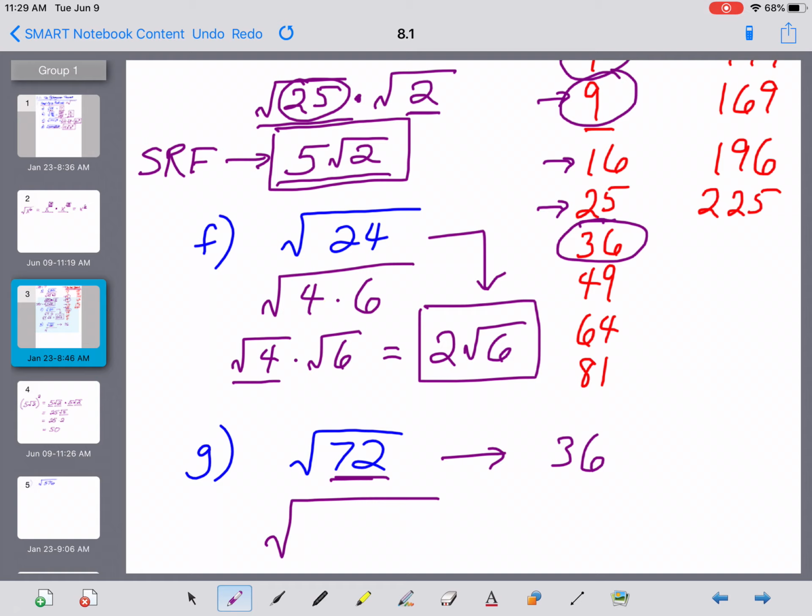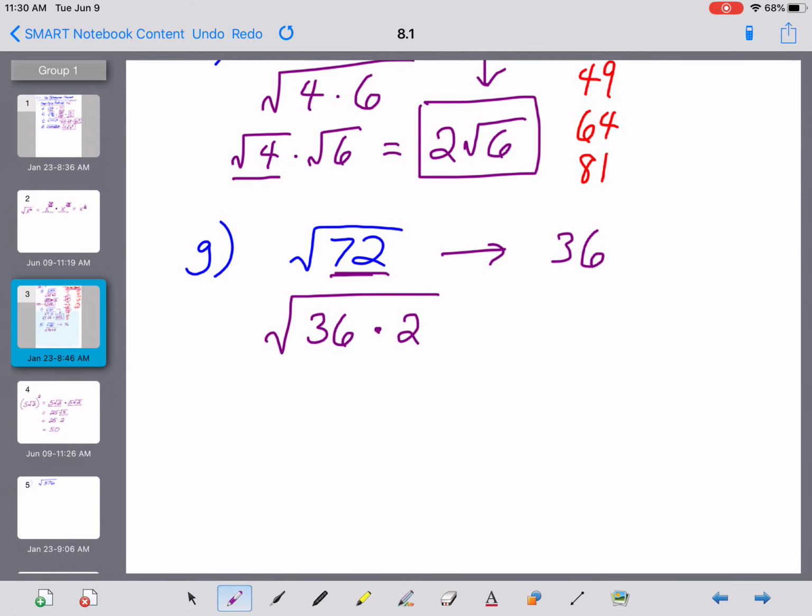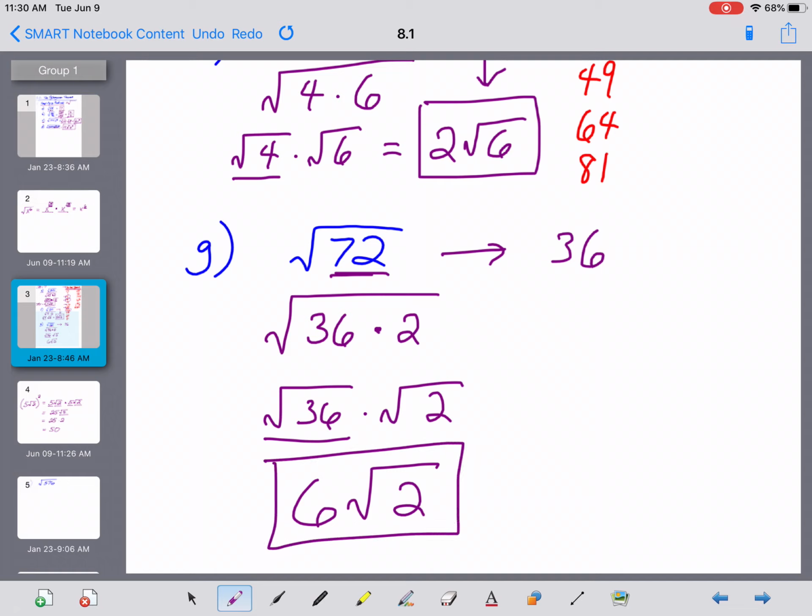You wouldn't want to bother checking 49 or 64 or 81 or anything like that because those numbers are going to be too big and are not going to work. So the 72 breaks down into the product of 36 times 2. All right, again, the biggest bite you can take out, there you go. We split this now into the square root of 36 times the square root of 2, and this square root of 36 becomes 6. And the root 2 just tags along for the ride. So the square root of 72 simplifies into 6 root 2.